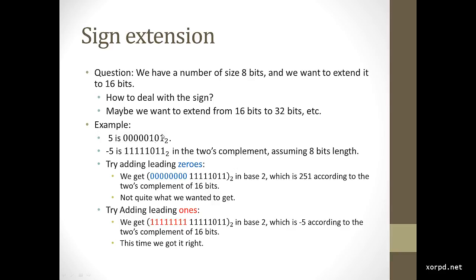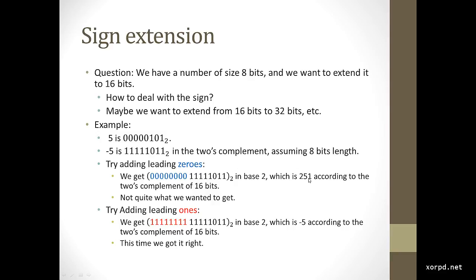Now let's try the naive idea of adding leading zeros. If we want to extend this number to 16 bits, we are going to get this new number. There is some separation here, but please treat it as one number. I just separated it so it would be easier to look at. And we get this number of size 16 bits in base 2, which is 251 decimal. It's not really what we wanted to get. We expected to have minus 5, because we began with minus 5 and we just extended it to a bigger container. We don't want to get 251.